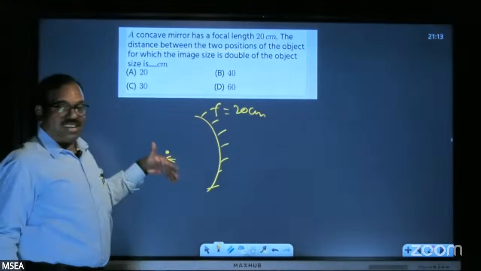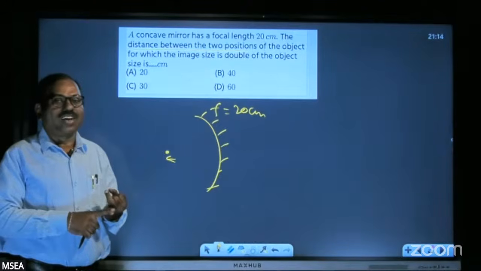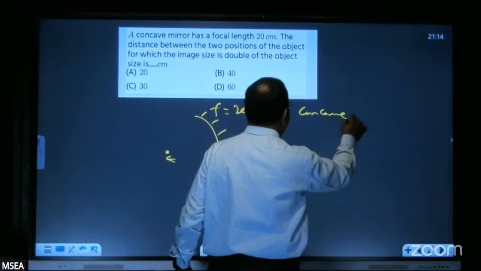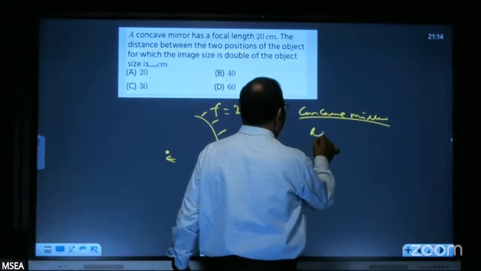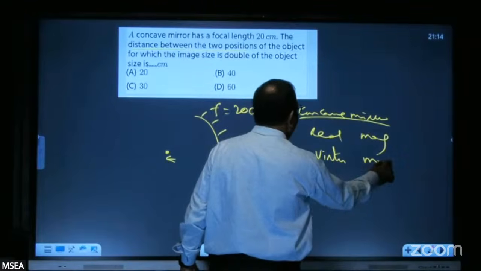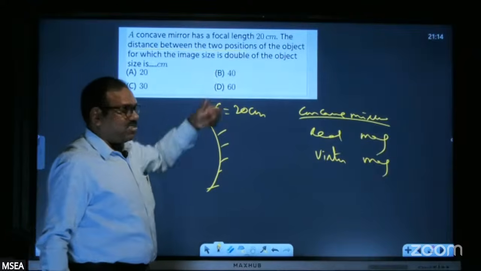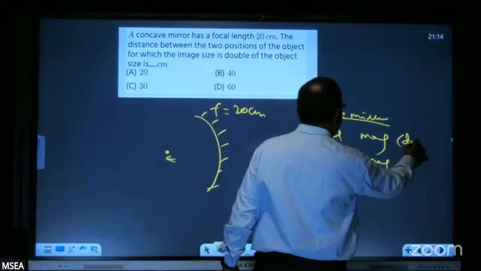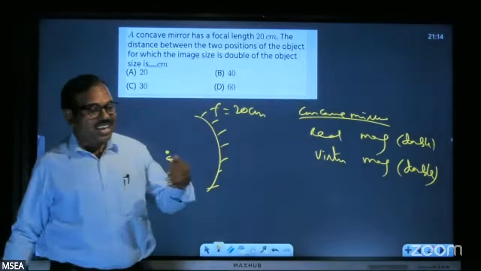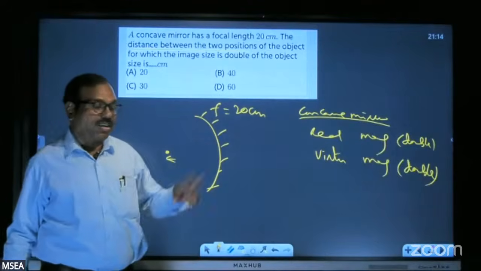One thing you have to remember based on this. A concave mirror gives a real image and also a virtual image. A concave mirror gives real and magnified, and also virtual and magnified. It is given that the image size is double the size of the object, that means magnified. But he is not saying whether it is an inverted image or an erect image. That's why there are two possibilities for this question.